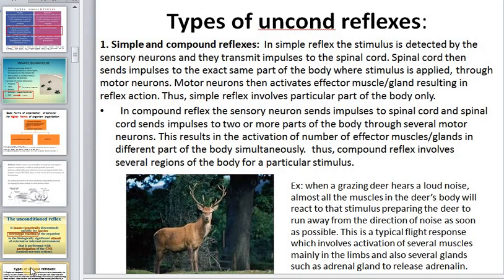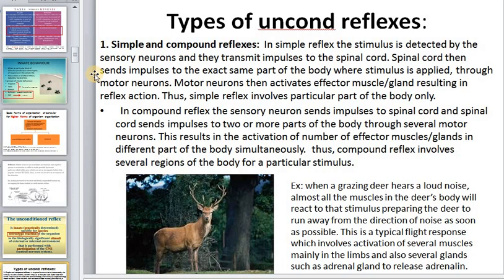Types of unconditioned reflex: it can be a simple or a compound reflex. In a simple reflex, the stimulus is detected by the sensory neurons, and they transmit impulses to the spinal cord. The spinal cord then sends impulses through motor neurons to the part of the body where the stimulus is applied. Motor neurons then activate an effector muscle, gland or organ, and thus a simple reflex involves a particular part of the body only.